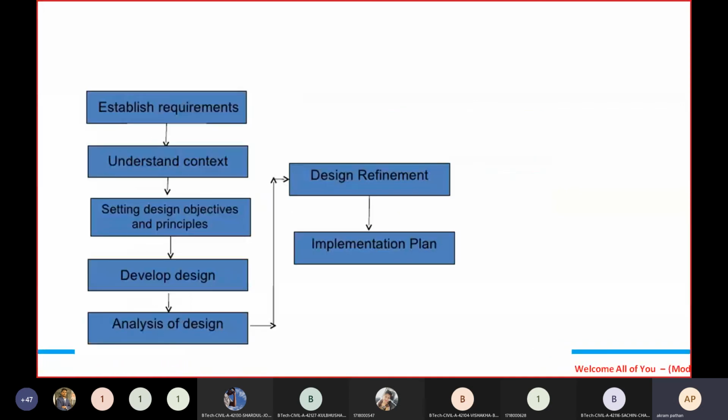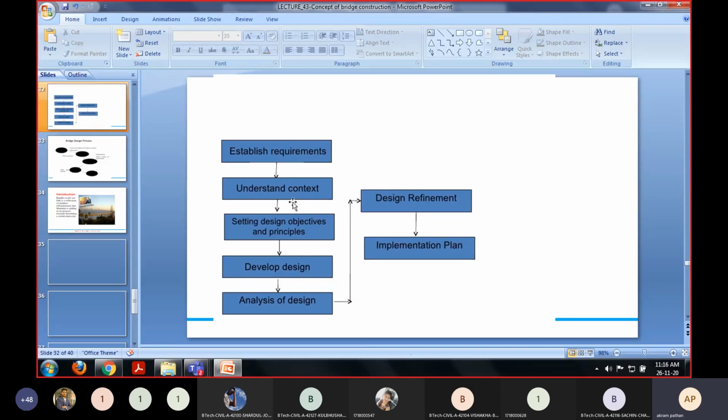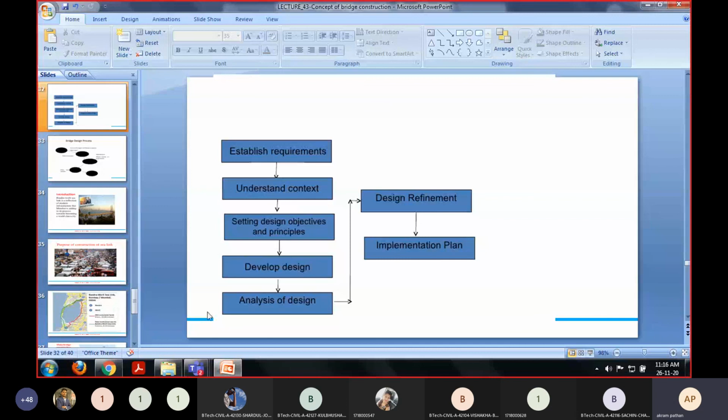Then we consider these things also: the established requirement, understanding the context, setting design objectives and principles, then developing the design, then we have to do the analysis and the design, and we have to implement. So these are the stages or the process we must follow in bridge construction. So we will stop at this moment.